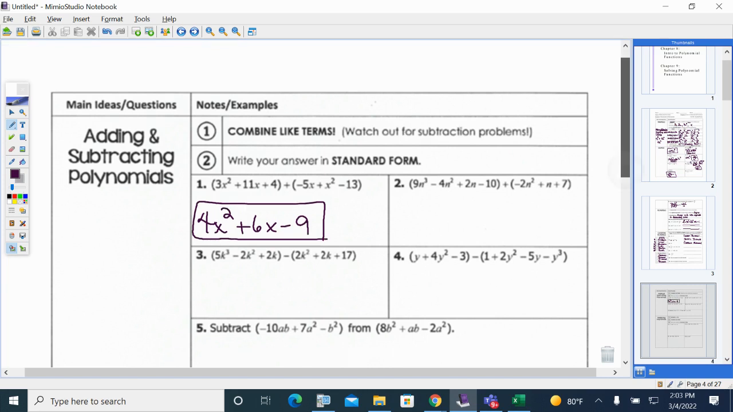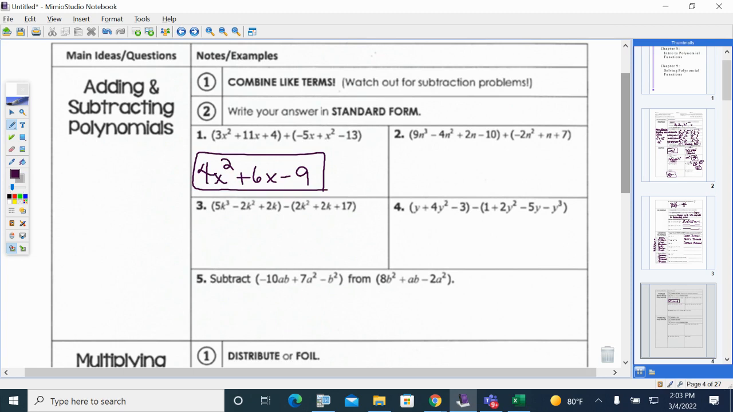For subtraction, just like I've always done, I would encourage you to distribute that negative 1 before you combine your like terms. So the first set are not going to change. And then negative 1 times 2k squared is a negative 2k squared. Negative 1 times a 2k is a negative 2k. Negative 1 times 17 is a negative 17. And then again, go through and combine your like terms.